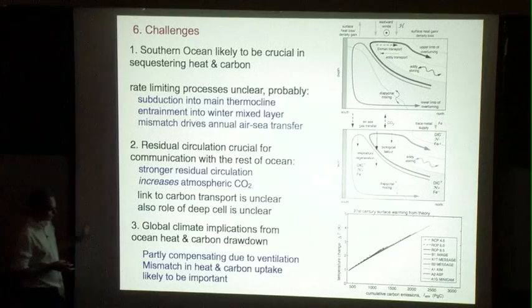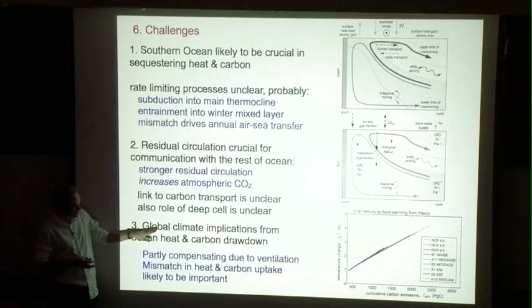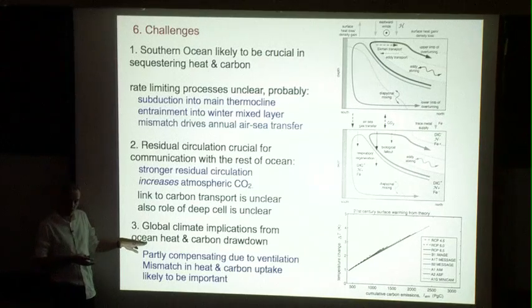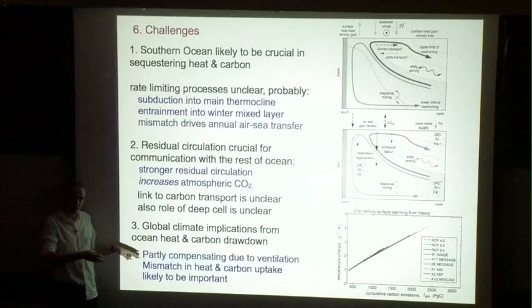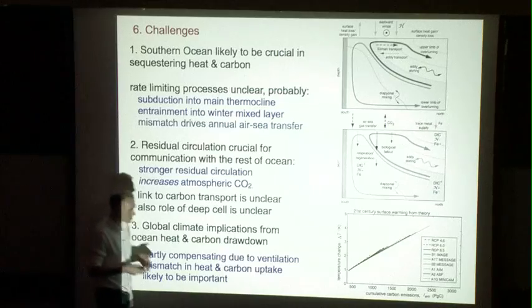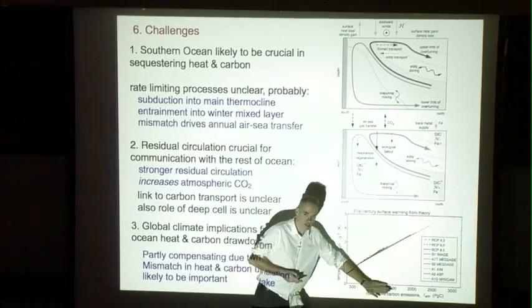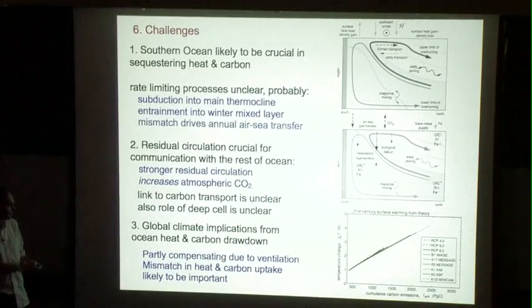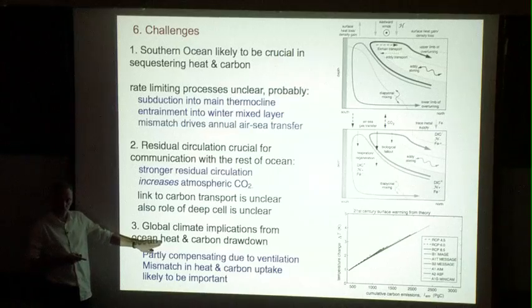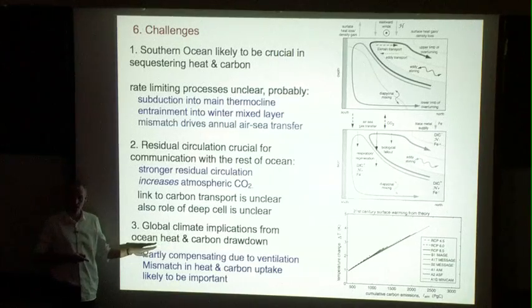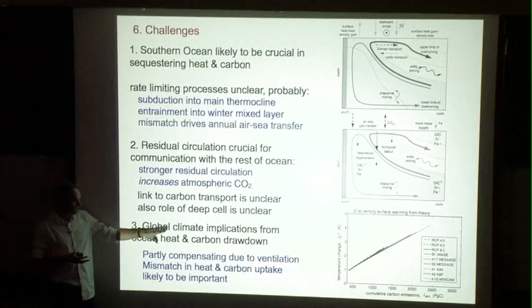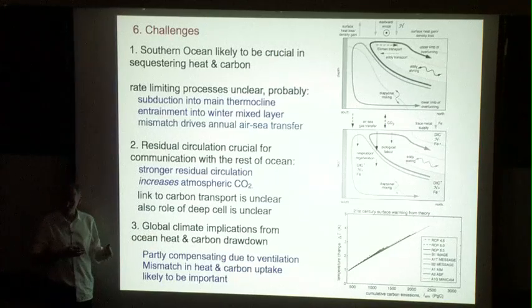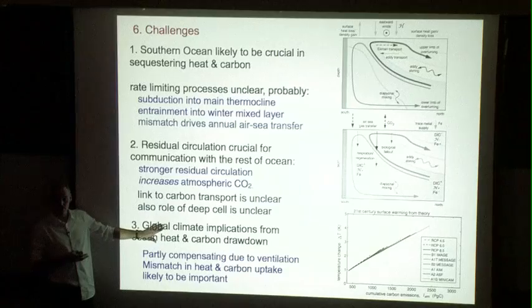And I would argue that the global climate implications are quite important, that the degree by which the ocean takes up heat and carbon are affecting this relationship that we're seeing between global warming and carbon emissions. And the Southern Ocean is particularly important here in being one of the prime ventilation sites. And so the degree of this connection or the mismatch between those connections, I think, merit further study.